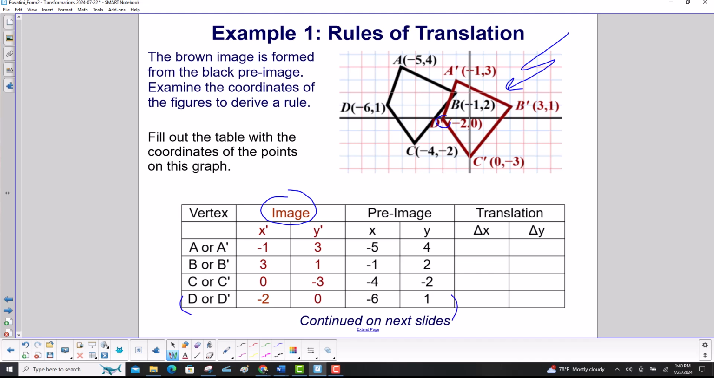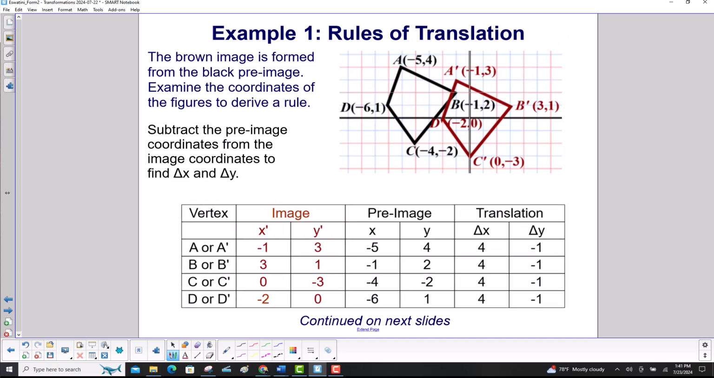-2, 0 is right here. Okay, that's the image. And the pre-image is at -6, 1. That would be this point over here. So we've got the beginnings of our table there. Now we have to do the delta x and delta y. Subtract the pre-image coordinates from the image coordinates to find delta x and delta y.